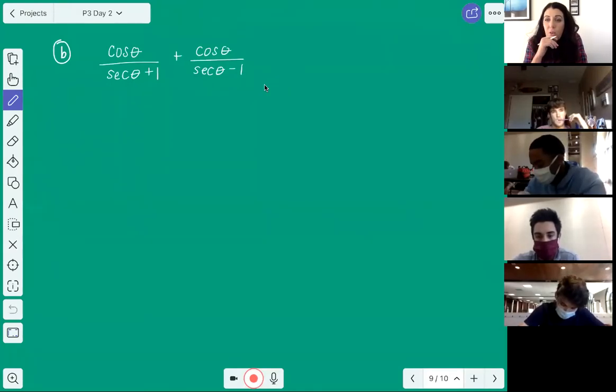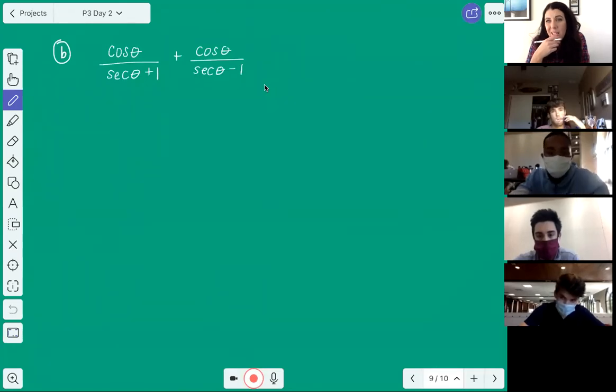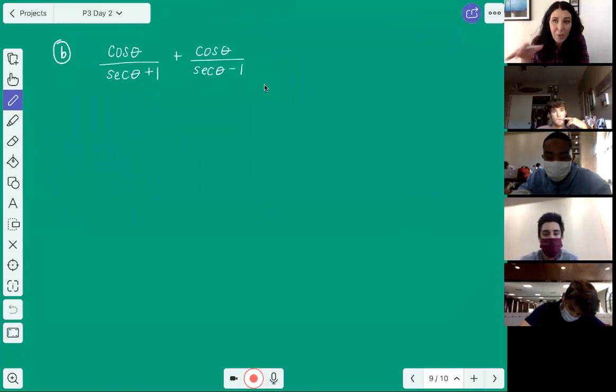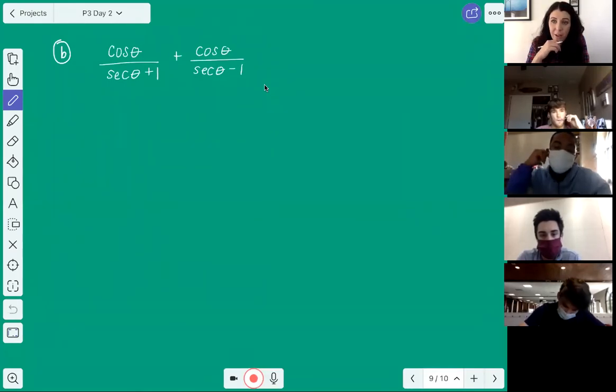Okay. So cosine of theta over secant theta plus 1 plus cosine of theta over secant theta minus 1. Here's the issue. We could rewrite the secant as cosine, but it doesn't simplify much because I've got addition in a denominator and I cannot break up a denominator. So this is not the same as cosine over secant plus cosine over 1. Cannot break up a denominator. And I can't really add these together right now because the denominators are different. If I had a common denominator, then I could add them together. So what I need to do is get a common denominator. That's going to be my first step.